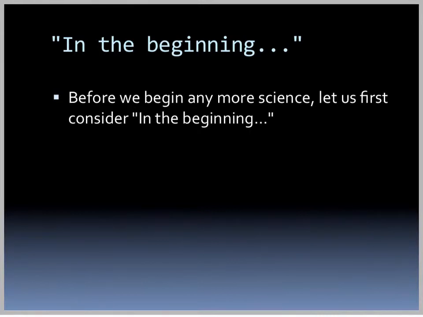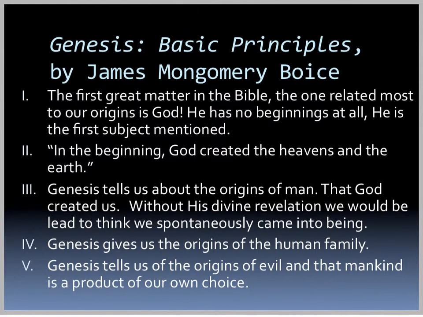Now, before we begin with any more science, what we first need to consider is in the beginning. This is a science class at a Christian university, and we often get asked things like, what about Genesis? So I'm going to base a lot of the things I'm going to talk about here on a book called Genesis, Basic Principles by James Boyce. And he has certain points that he likes to make.